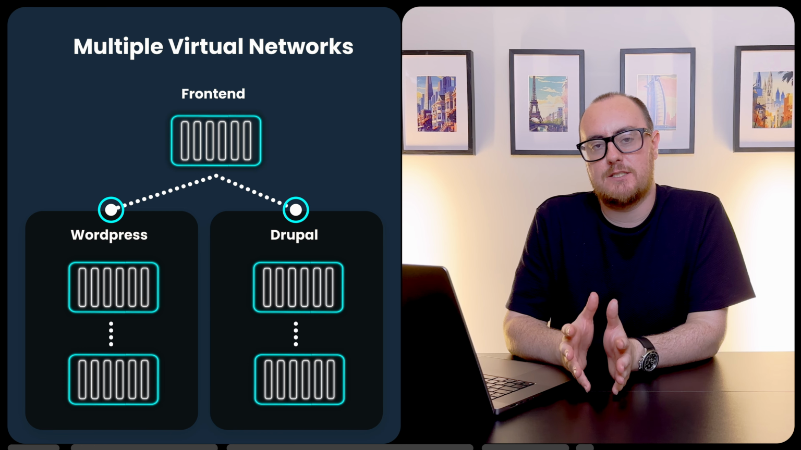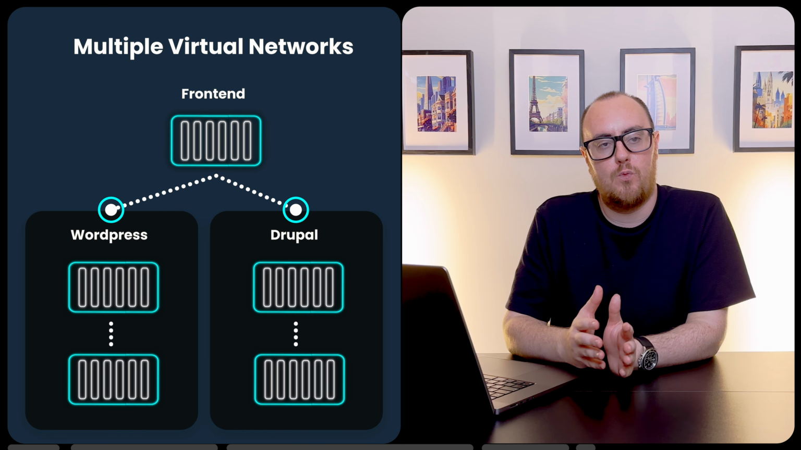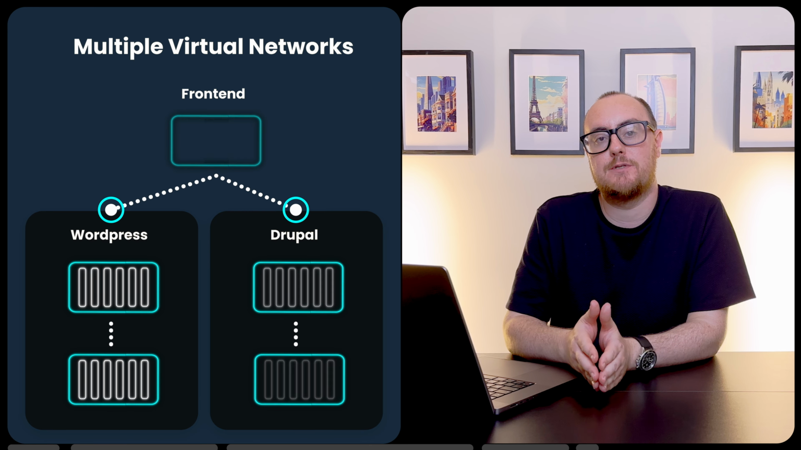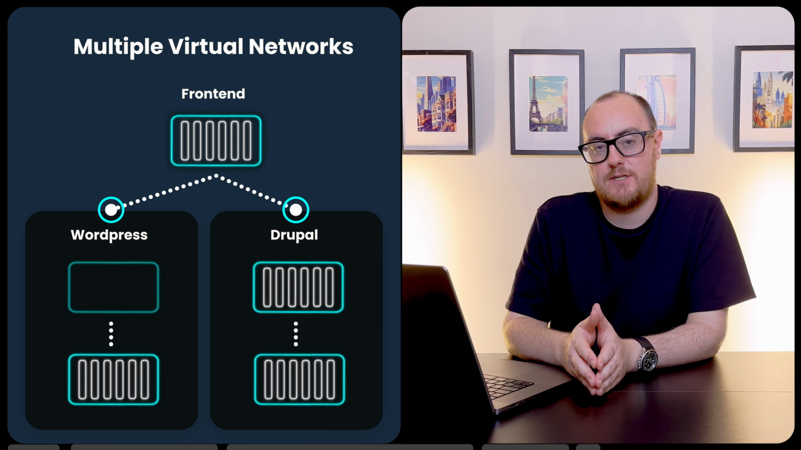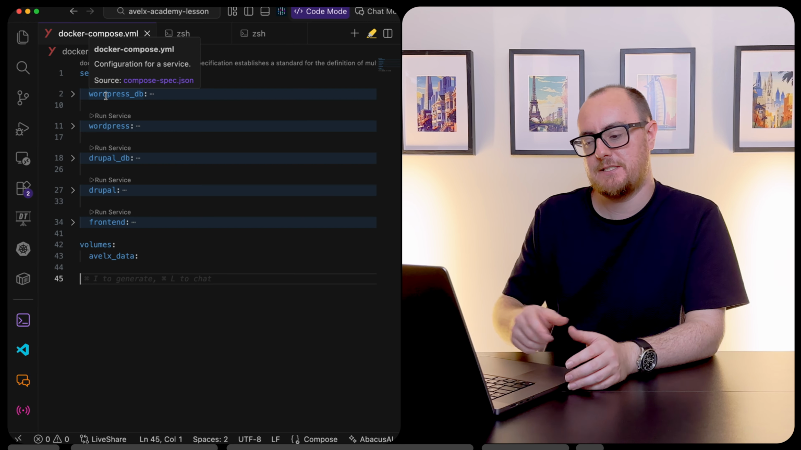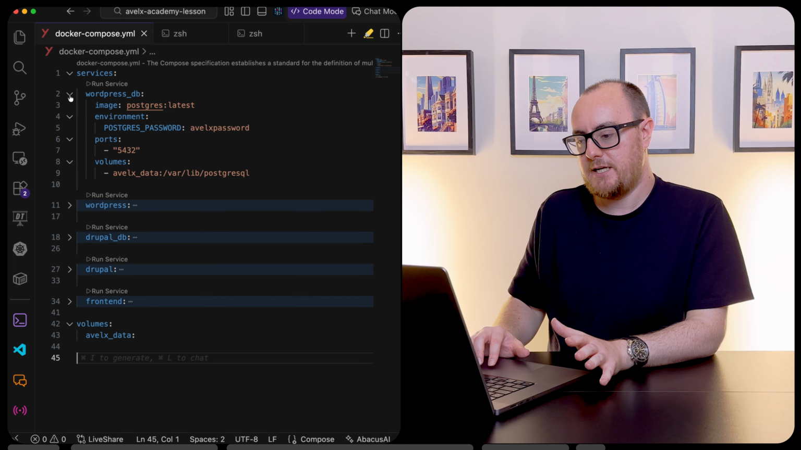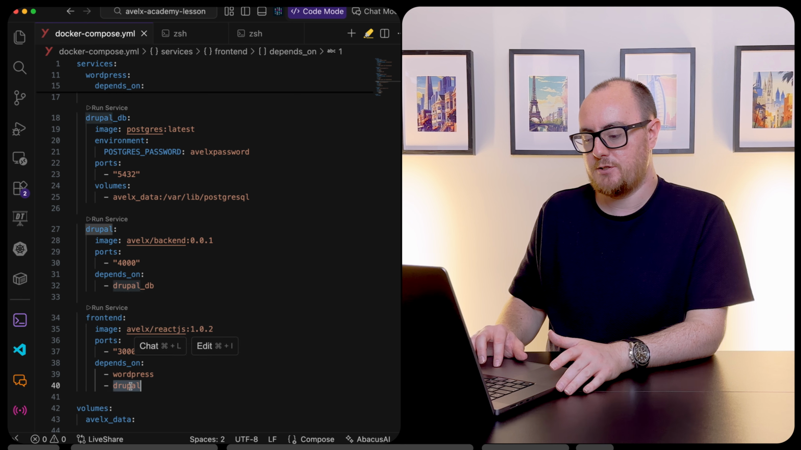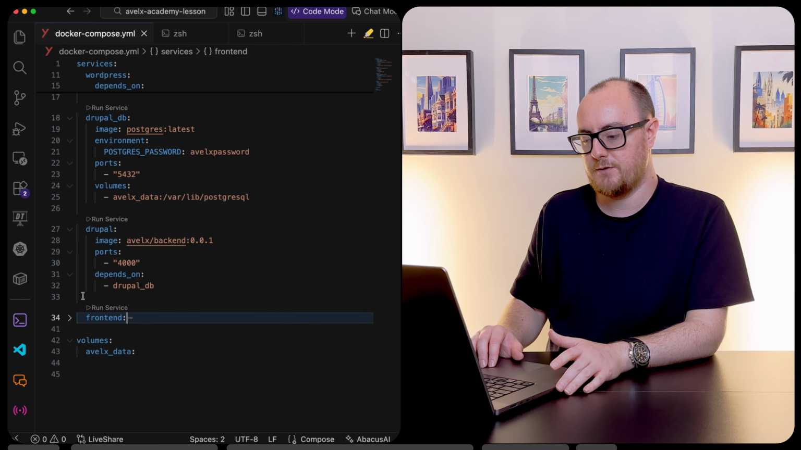So the first thing is we want to create two separate networks, one for WordPress and one for Drupal. But then the front end needs to be able to access both of those networks in order to access both of the backends. Let's take a look at how we do this in this manifest file. So as you can see, we have all of these services from the Drupal backend and the WordPress backend, but you'll notice we only have one front-end service. The front-end service again depends on WordPress and Drupal, so we literally have two dependencies for the front end.